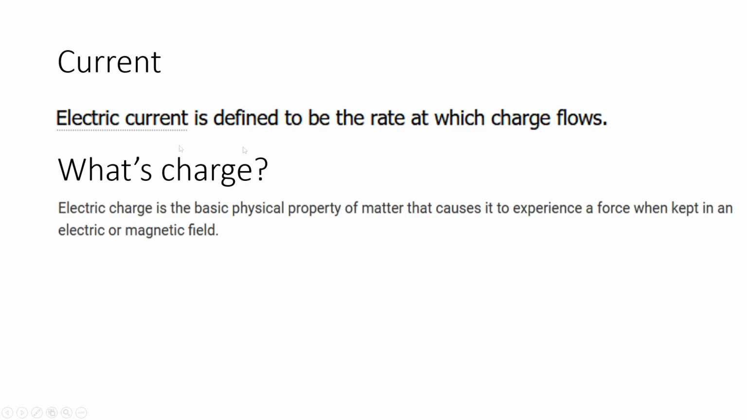And so from our first definition of what current is, we can say that current is equal to charge divided by time. And if we substitute some units into this equation, we can say that 1 ampere, which is what we measure current in, is equal to 1 coulomb of charge divided by 1 second.